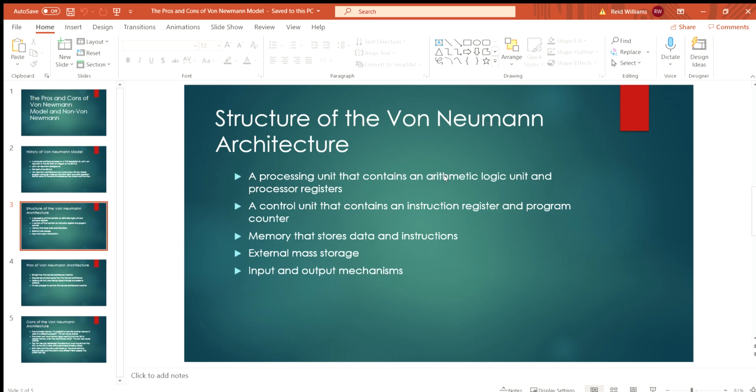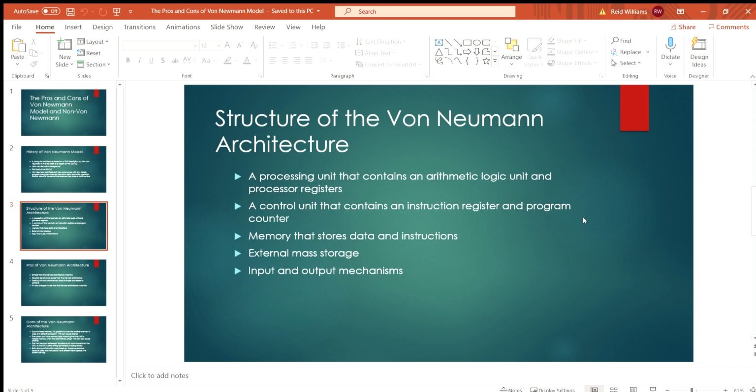Okay, so in my presentation today, I will be talking about the von Neumann architecture and the pros and cons between it and different types of architectures, namely the Harvard, I think, right?